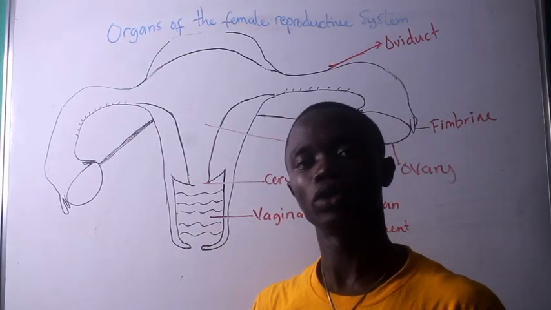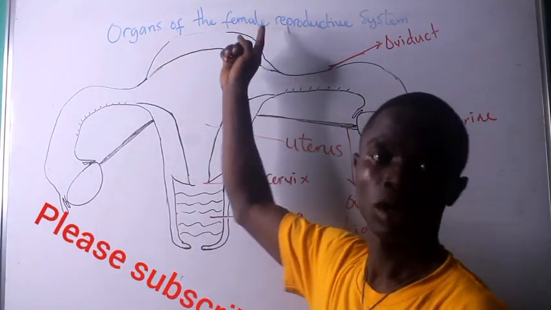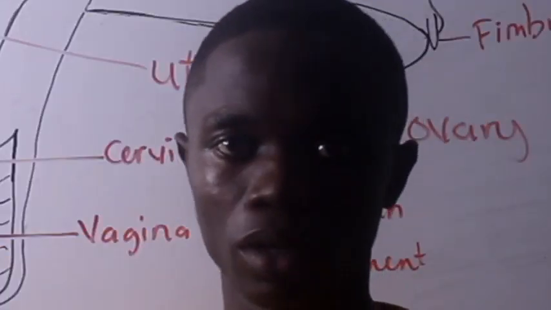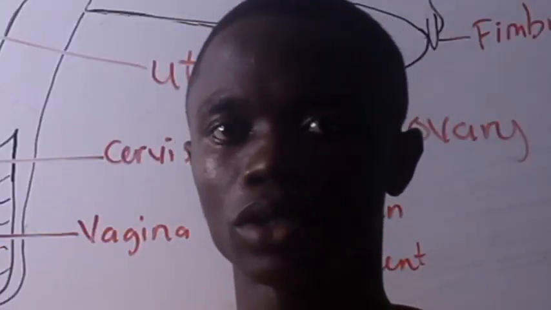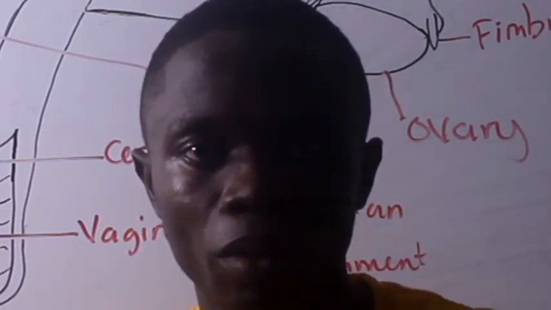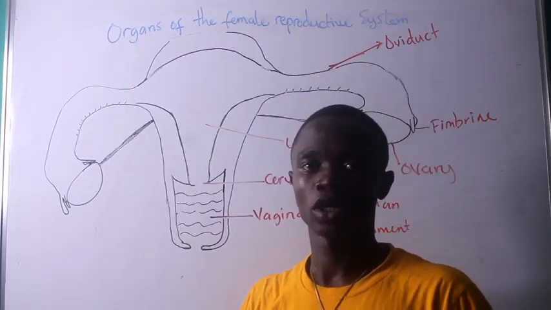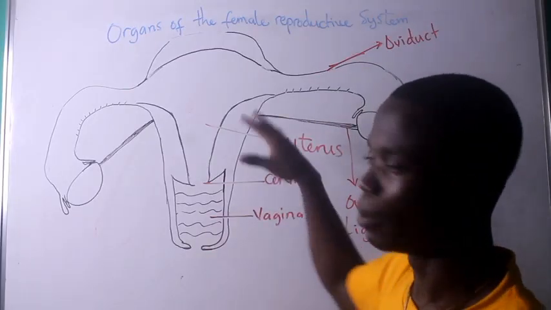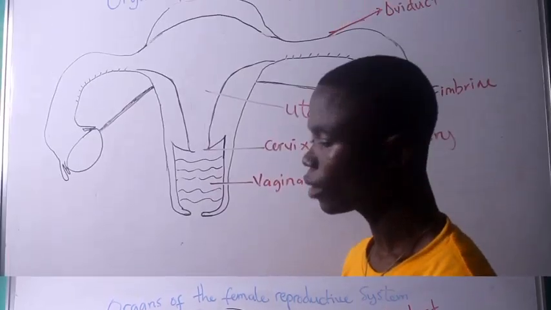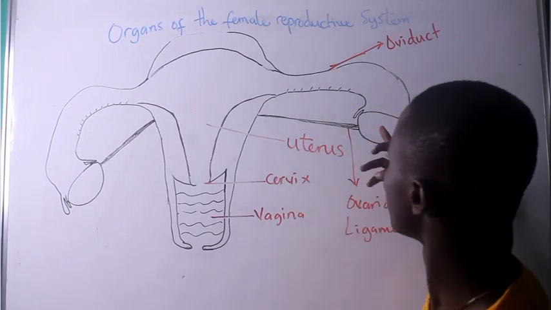Zilaba, and in today's tutorial we'll be looking at organs of the female reproductive system. There are a series of organs that make up the reproductive system because previously you were told that a system is a group of organs, different organs working together to give you a system. So we'll be looking at the major organs that make up the female reproductive system. We'll also be looking at functions. So let's start from here.